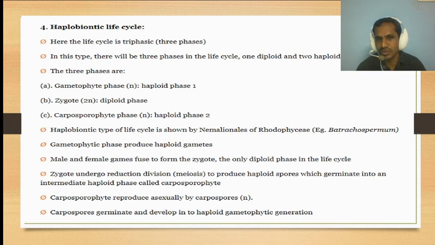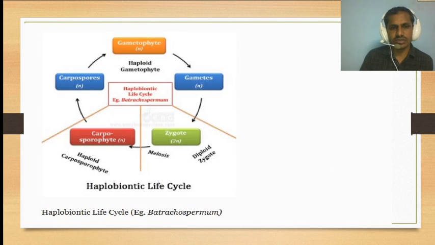For example, Polysiphonia. The gametophytes produce haploid gametes. Male and female gametes fuse to form a diploid zygote. After the zygote, they undergo reduction division. These haploid spores germinate into an intermediate haploid phase, which is also called the carposporophyte. Then the carposporophyte reproduces asexually and produces carpospores. The carpospores germinate and develop into haploid gametophytic generations. So this is the haplobiontic life cycle.